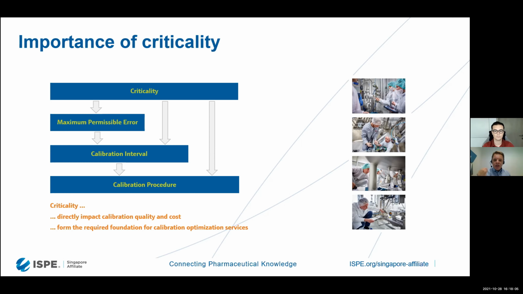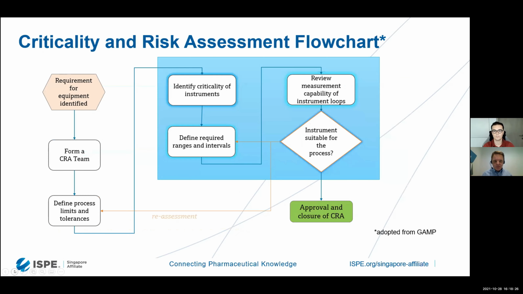All of that, in the end, comes to your calibration procedure, which is a part of your larger maintenance procedure. So you see, the initial point is the criticality assessment, and that's why we would like to discuss a little bit more how it is done and what it means. It directly impacts calibration and maintenance quality, the cost, and it forms the foundation for all of your maintenance program.